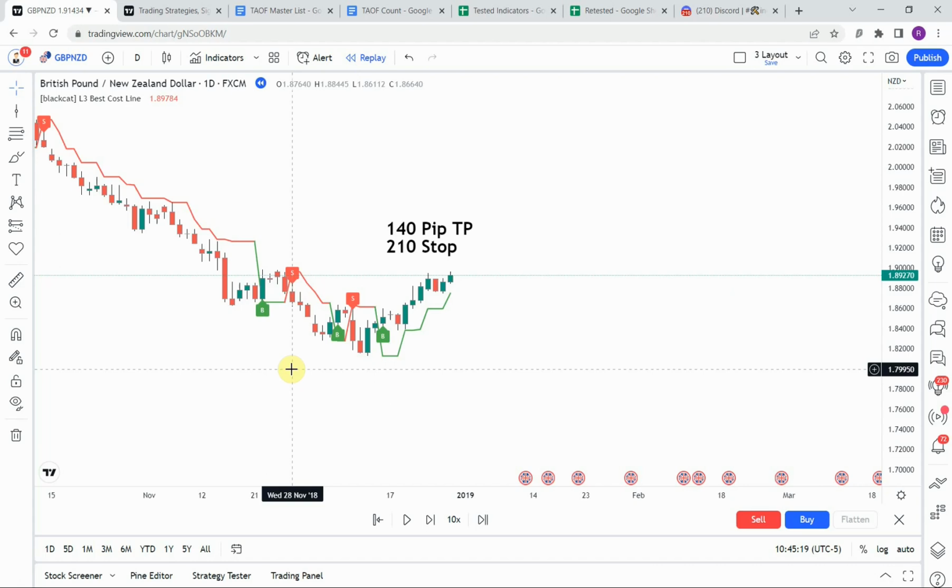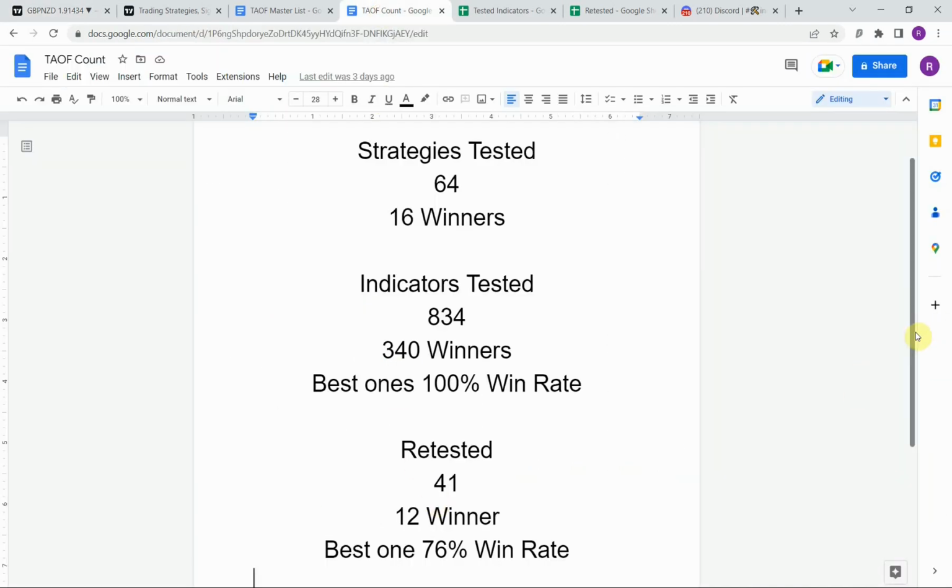Alright, as I said, today we will be testing the L3 best cost line indicator. Before we do though, I wanted to put the testing scoreboard up for everyone to see. So to date, we have tested a total of 64 different strategies, with 16 of them being profitable. We've also tested a total of 834 indicators, with 340 of them being winners. The best ones so far were able to achieve a 100% win rate.